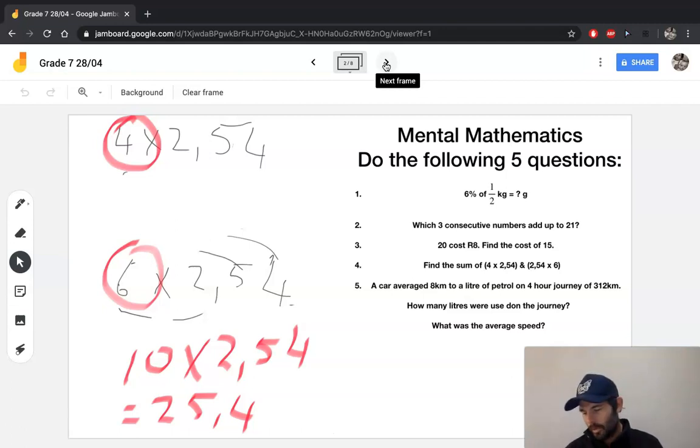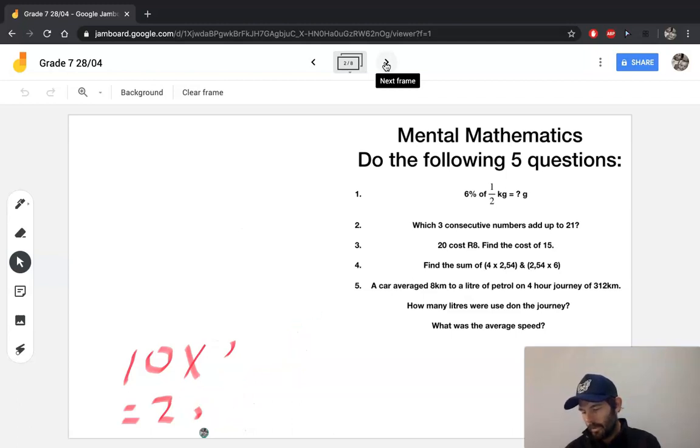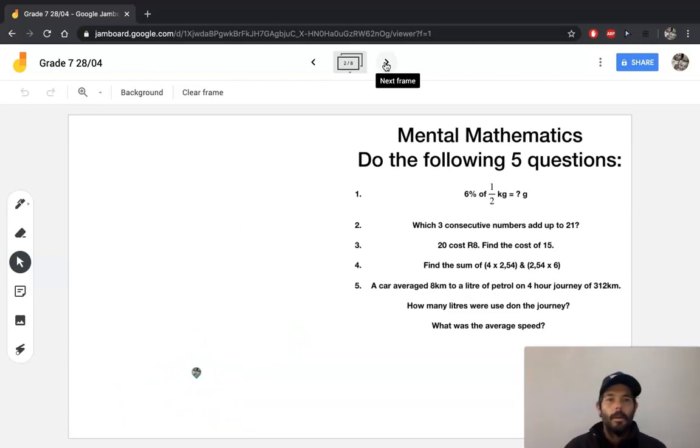Then your last question, question 5. Okay, a car averaged 8 kilometers to a liter of petrol. I suppose that's average these days. On a 4-hour journey of 312 kilometers, how many liters were used on the journey? Sorry, there's a spelling error there. I do apologize. And what was the average speed?